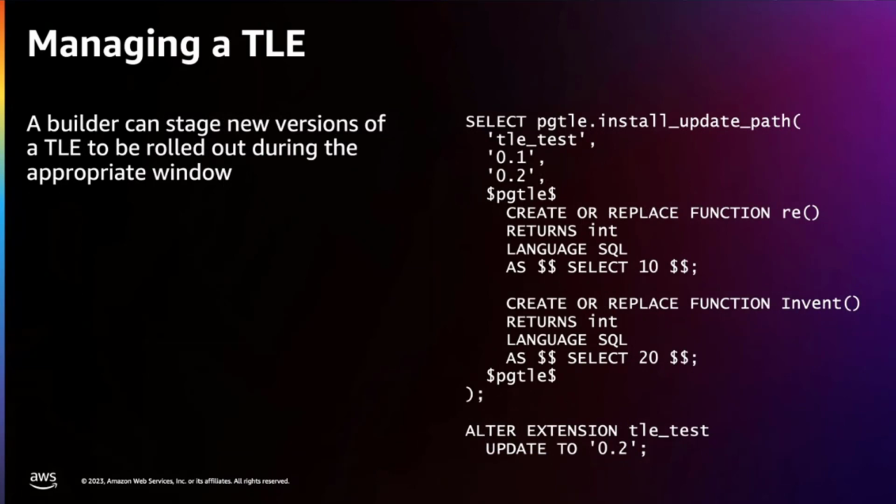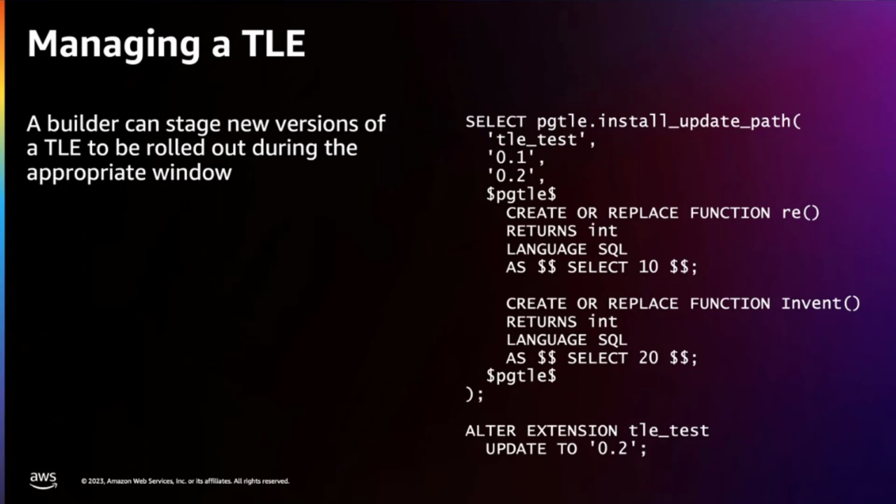Now, let's say you want to update the functions. In the previous example, we were returning 1 and 2, but now we want to call 10 and 20. Well, TLE follows, as I mentioned, the software development lifecycle, and it follows it within Postgres. So what you do in this case, if you want to update from version 0.1 to 0.2, you need to install what's called an update path, and you'll provide the appropriate code to do so.